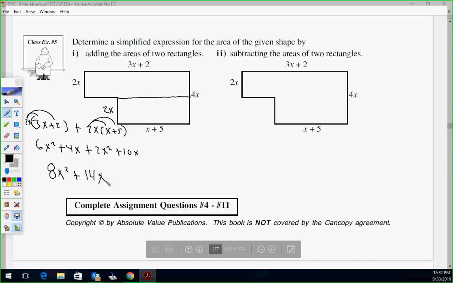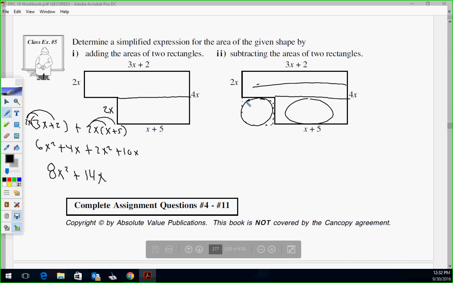Okay, subtracting the areas of the 2 rectangles. So now we're same thing. We're going to subtract the area of the 2 rectangles. Why would we do that? Oh, okay. If we subtract them, what's that going to give us? Gives us the open space. If I take this guy minus this guy, it's going to give me the open hole. How much is left over?